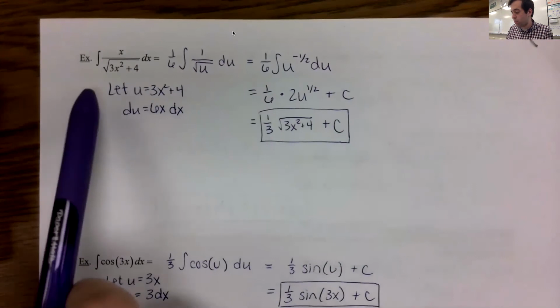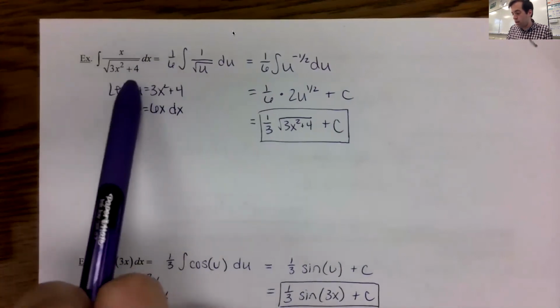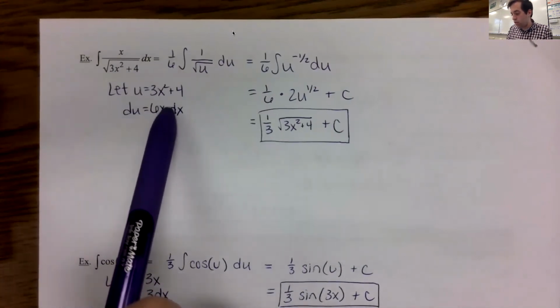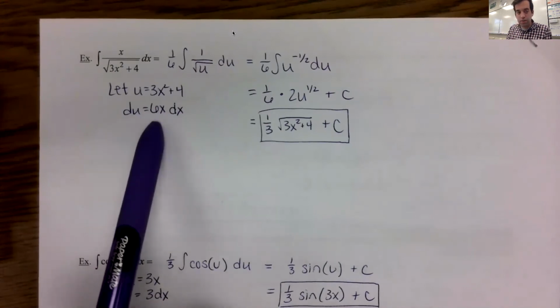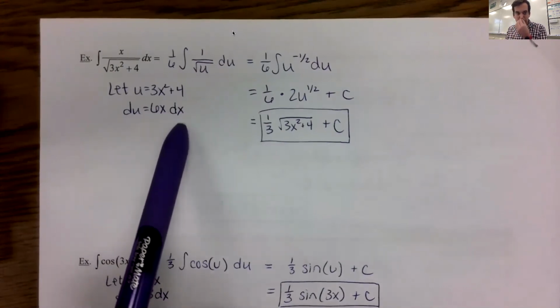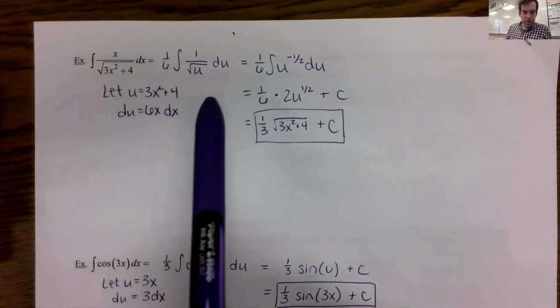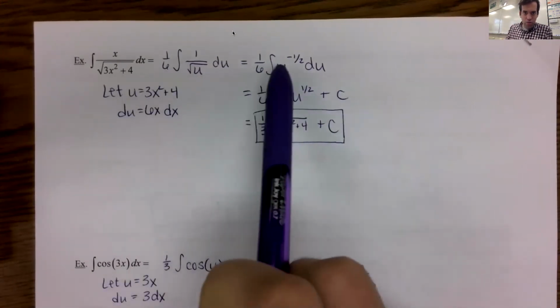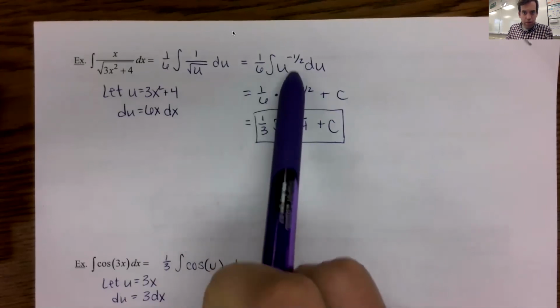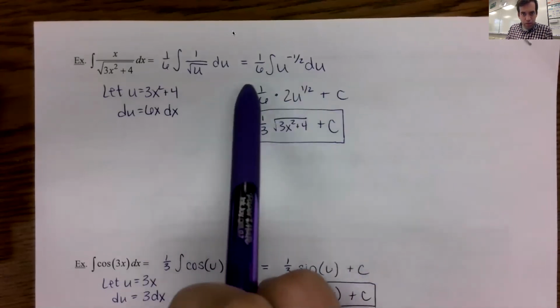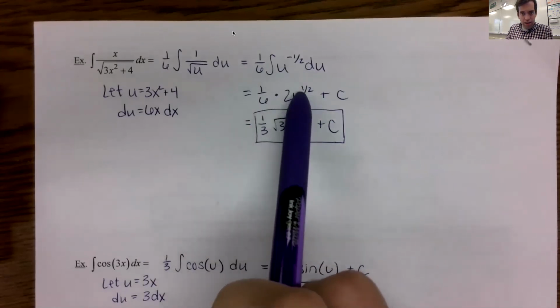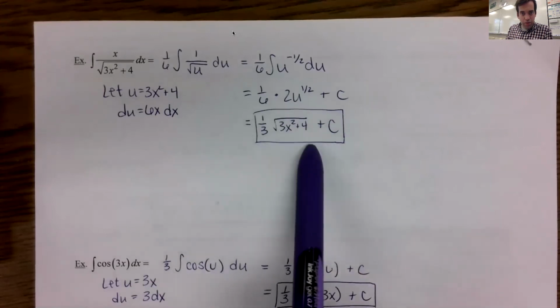So first off, in this first one, given the question, we're going to let u equal 3x squared plus 4, and du becomes 6x dx. In order to be able to plug this in, we needed a 1/6. And then once we switch this to u to the negative 1/2, we integrate, it becomes 2u to the 1/2, and then we plug the u back in.